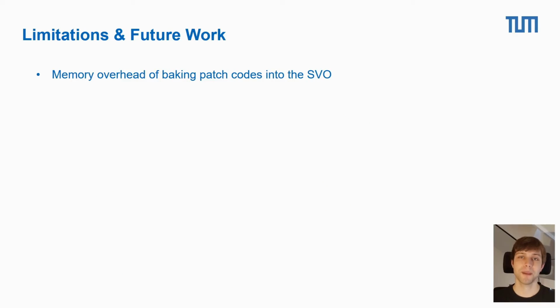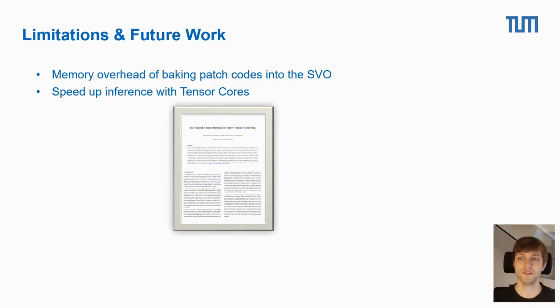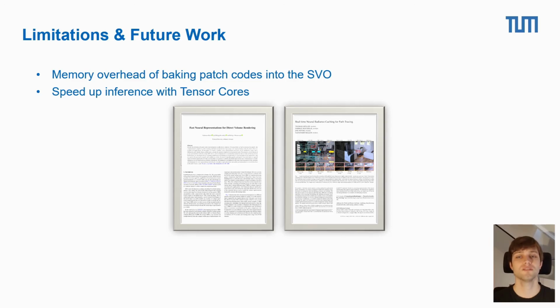On the downside, Patchnet comes with a significant memory overhead in the pre-computation stage, since the patch codes have to be stored in the SVO. In future work, we plan to reduce the overhead by means of float quantization, varying the patch code dimension and eliminating redundant patch codes at the deepest delta levels of the SVO. Further, we plan to speed up inference timings of the decoder significantly by applying recent work of Müller et al. and Weiss et al. that utilize tensor cores to run small-scale MLPs directly in shared GPU memory.